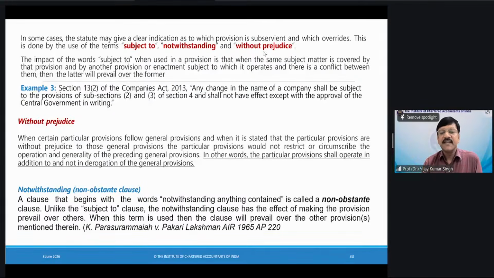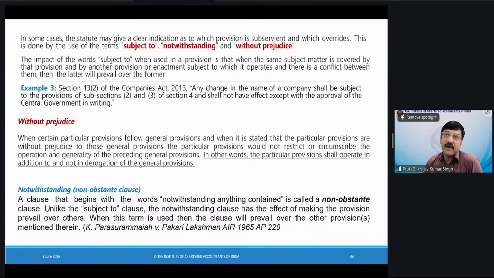Then there is something which is called without prejudice. So when a particular provision follows general provisions, and it is stated that the particular provisions are without prejudice to those general provisions, the particular provisions would not restrict or circumscribe the operation and generality of the preceding general provisions.